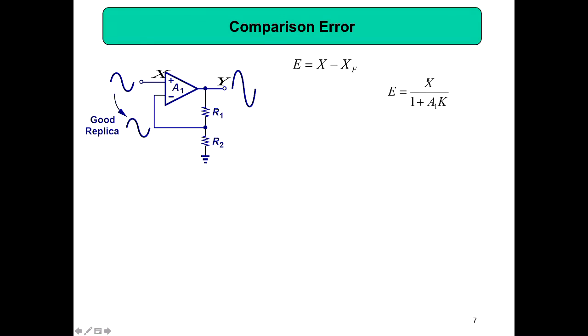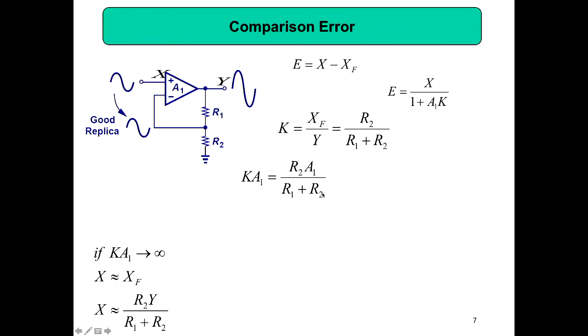So error equals x by 1 plus A1 into k, we derived in the previous slide. Then k equals xf by y, which we already know from here. So R2 by R1 plus R2, I derived it using the document camera, and then KA1 equals R2 into A1 by R1 plus R2. So if KA1 tends to infinity, what will happen? Your error equals 0.